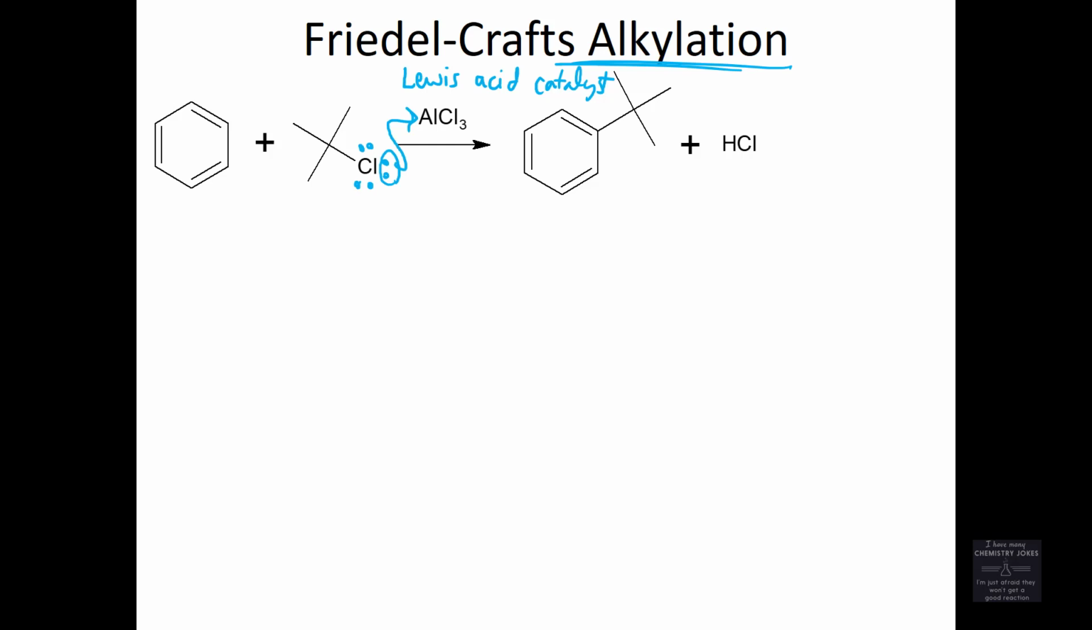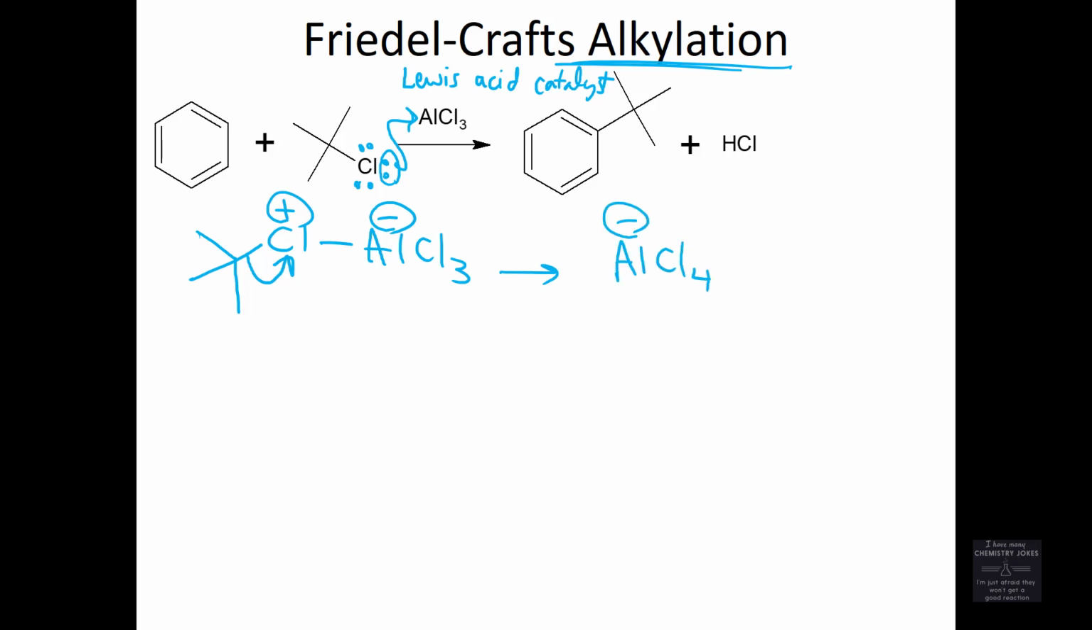So your alkyl halide, the halogen from your alkyl halide, attacks that Lewis acid. And you end up with this thing, aluminum with a minus and chlorine with a positive. Well, if you just let that chlorine go like that, you get an AlCl4 with a minus on the aluminum, and you get a very familiar intermediate known as a carbocation.